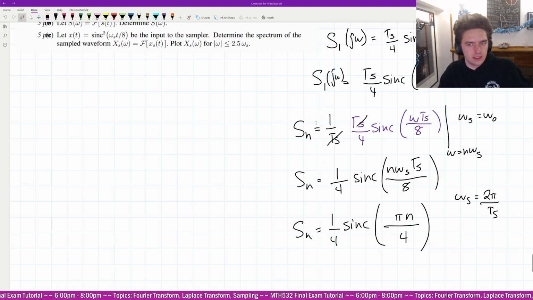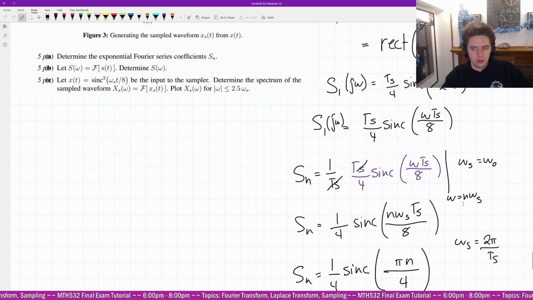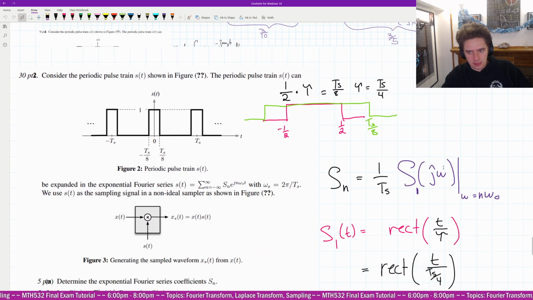Why not just do the Fourier series? You can. That will get you the same. How do you get W equals N omega S? Oh, we just evaluate it at W equals N omega S. That's the formula, because you evaluate the Fourier transform at omega naught, 2 omega naught, 3 omega naught, and so on, right? That gets you all your Fourier coefficients.